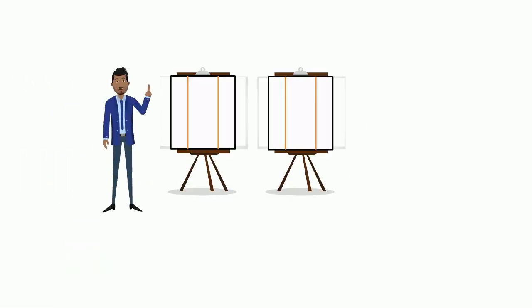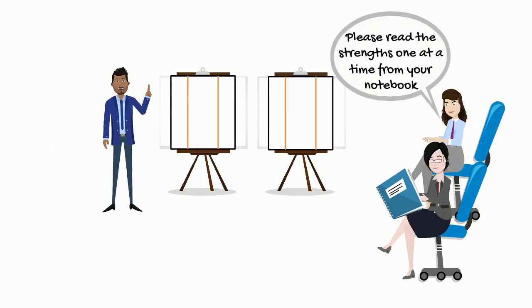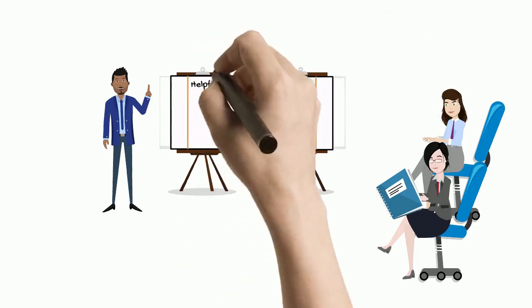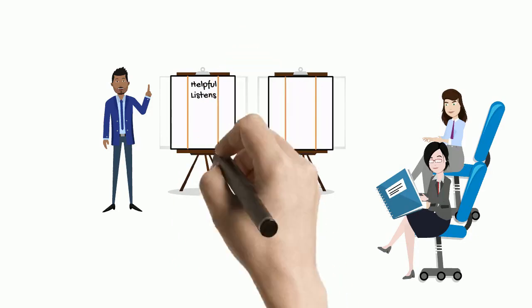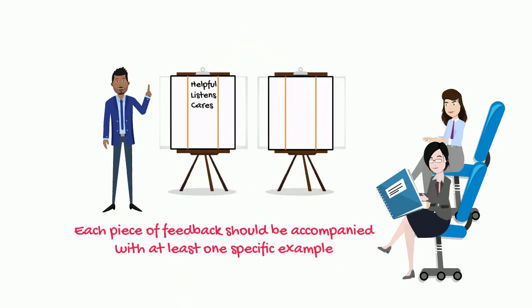Ask the person going first to stand next to their easel while you and the other person sit down in a chair in front of them. Ask the person now sitting next to you to read out the other person's strengths one at a time from their notebook. As they do this, the person standing will write these down in the empty center column of their sheet. Remember, each piece of feedback should be accompanied with at least one specific example.